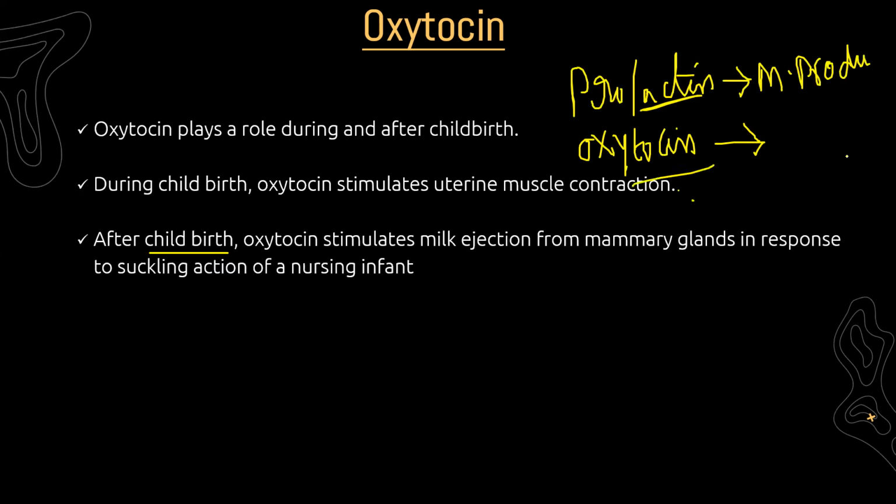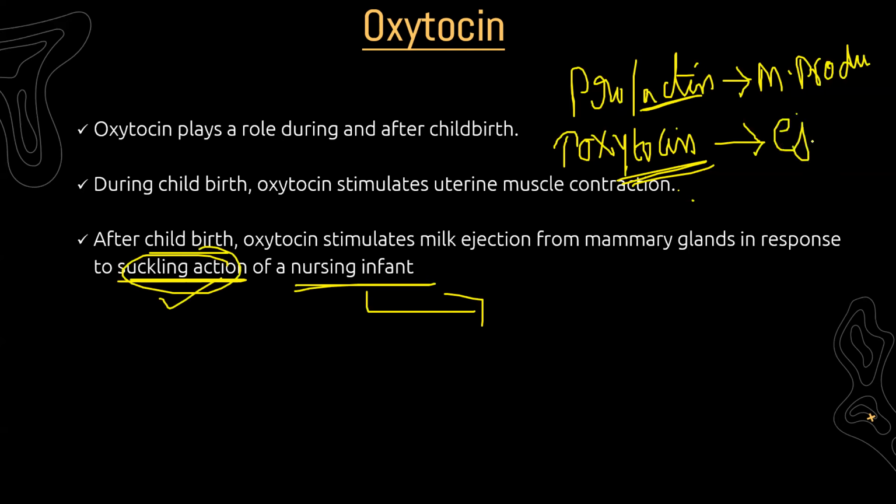How will the milk come out through the nipple? What will oxytocin do? So what will the nursing infant do? Nursing infant means the newly born baby. When the newly born baby starts suckling the nipple, what happens? Because of this suckling action, the level of oxytocin will be raised. The moment oxytocin is raised, oxytocin will eject the milk. I am using the word eject. It is never involved in production. The moment it ejects the milk through the nipple, the milk will come out. So what's the final conclusion?